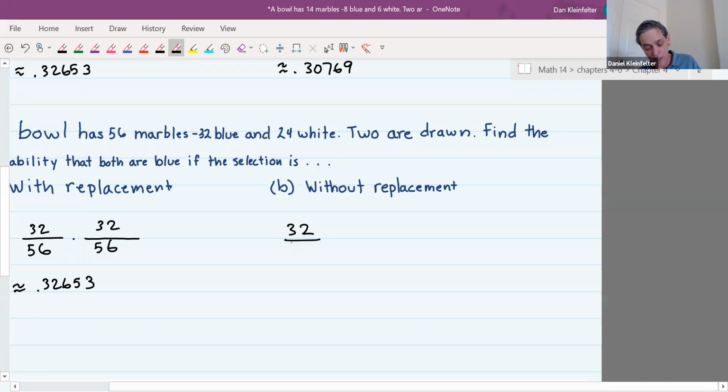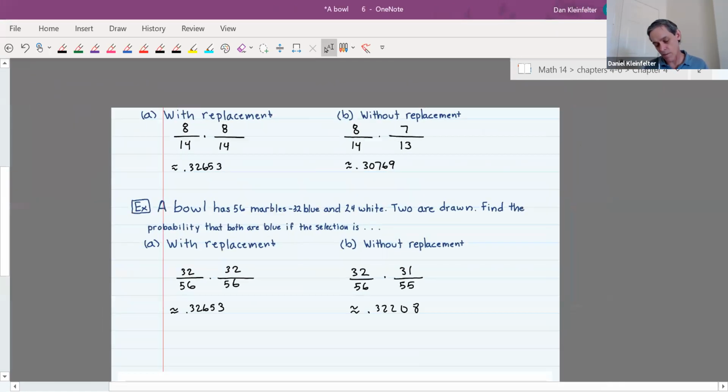Initially, there are 32 blue marbles out of 56. And then here's where it gets different. When we go to do the second draw, because it's without replacement, there are only 55 marbles left, out of which 31 are blue. Okay, so then we'll see a change here. Okay, so 0.32208. Okay, so now let's see what we have.